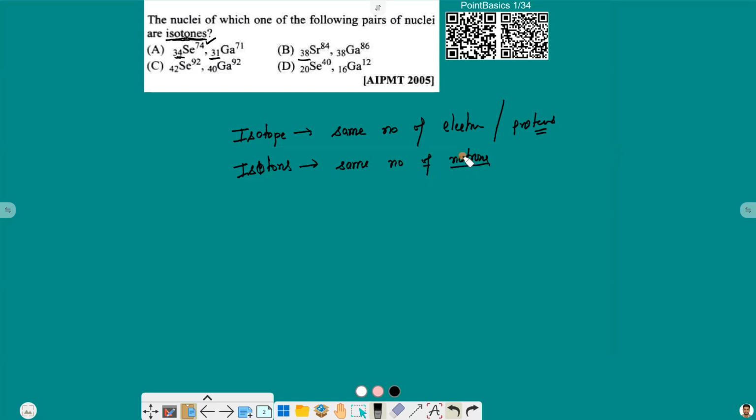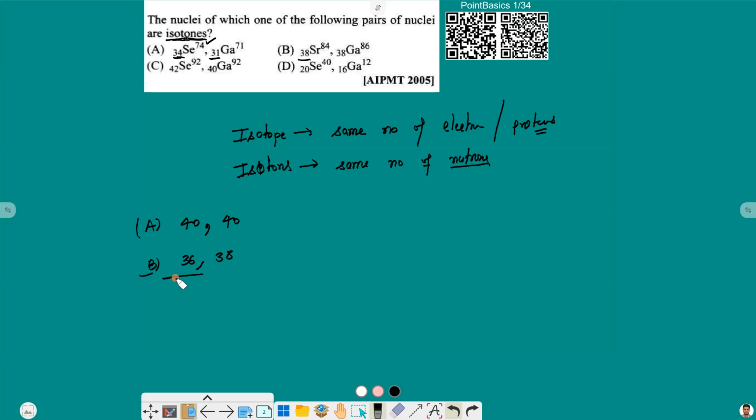So how will you find neutrons? We will subtract the atomic number from the mass number. So for option A, the number of neutrons for the first is 40, 74 minus 34. And for the second one, these are also 40. For the second pair, 84 minus 38, this will give us 46. And for the other one, we will get 40, 38.